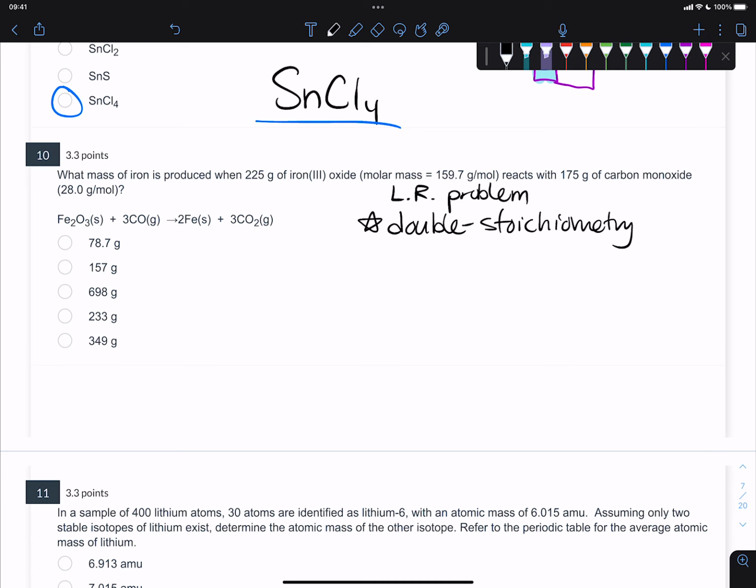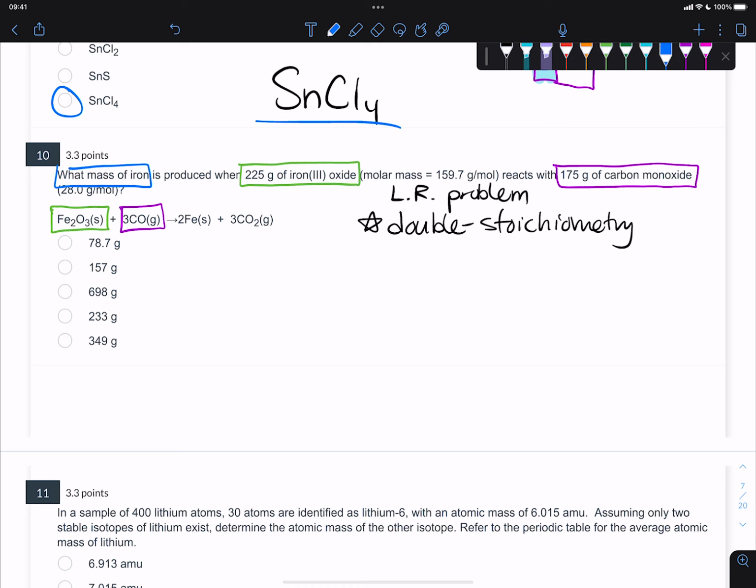So double stoichiometry says this. We're going to do stoichiometry twice. First, let's deal with the 225 grams of iron 3 oxide. We have a certain amount of iron 3 oxide that's available to us. Then we have another thing. We actually have 175 grams of carbon monoxide available as our other ingredient. So you're going to do stoichiometry with both of these. One of them will run out before you're allowed to make the maximum actual amount of your product, which is iron. So it's asking us to find out the amount of iron.